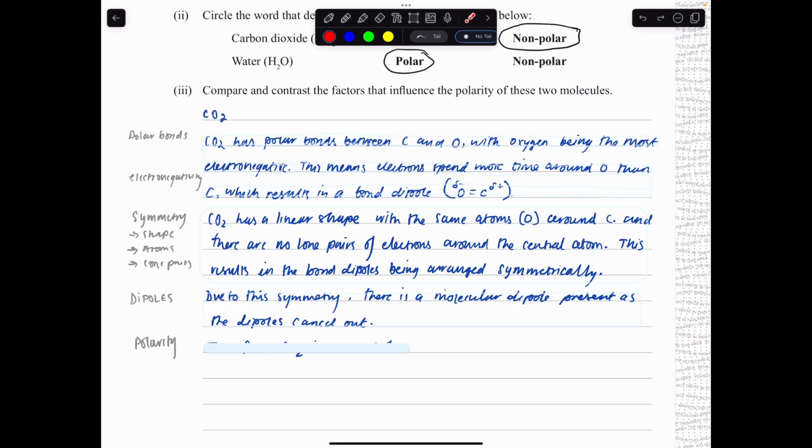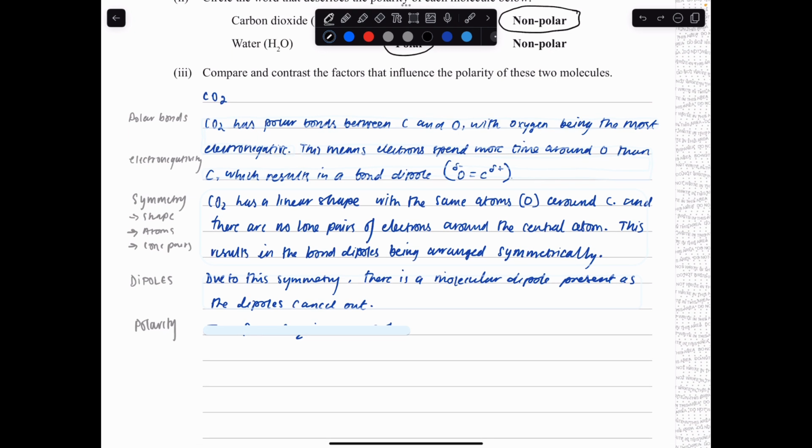Due to the symmetry, there is no molecular dipole present as the dipoles cancel out. My bad, the slide is meant to say there is no molecular dipole present. I'm having a bit of trouble adjusting that, so you'll just have to make that adjustment yourself. There's no molecular dipole present.